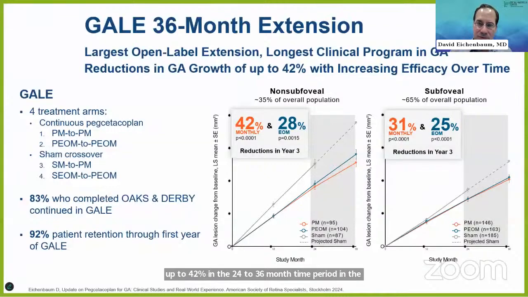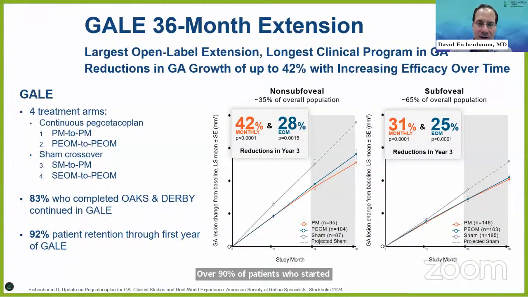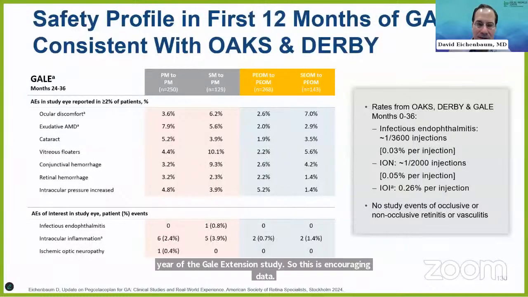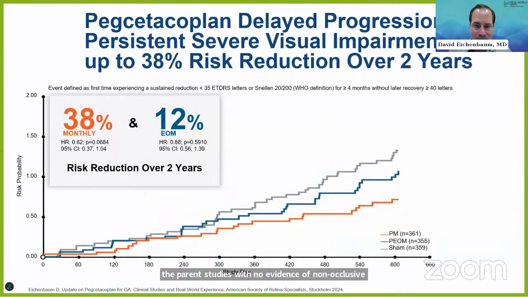Over 90% of patients who started GALE finished the first year of the GALE extension study. So this is encouraging data. The safety profile in GALE is similar to what we saw in the parent studies, with no evidence of non-occlusive retinitis nor vasculitis in the extension study.